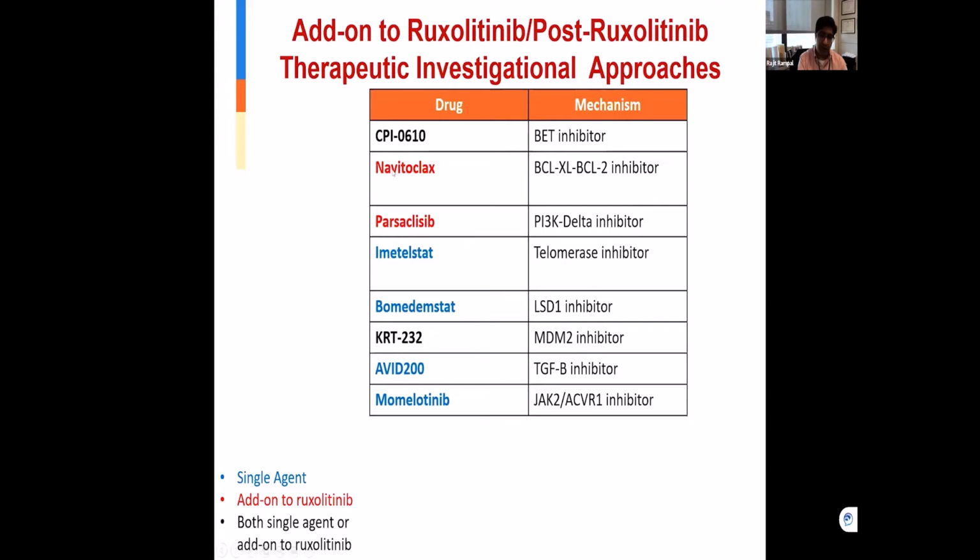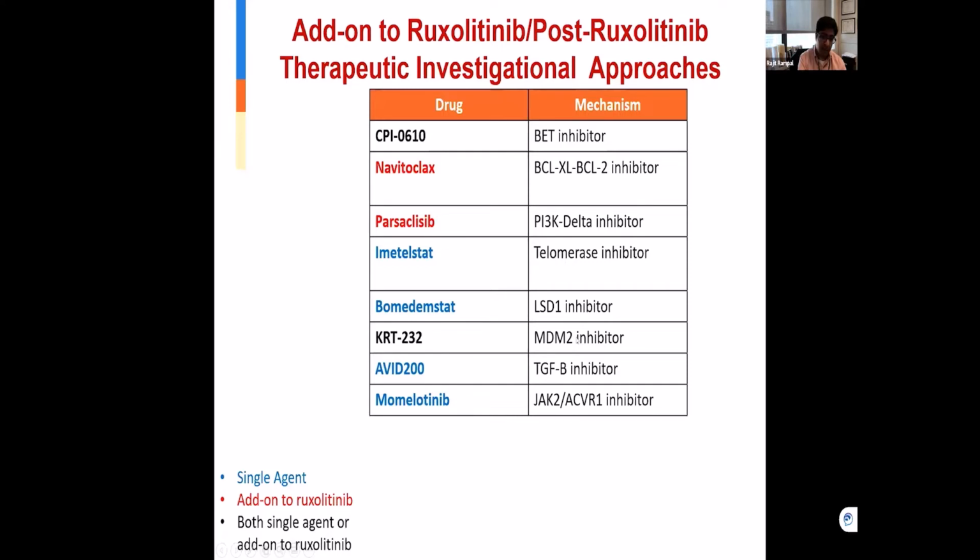There is a drug called navitoclax, which is a BCL-XL inhibitor, and that's being studied up front in patients who have never been treated in combination with ruxolitinib or in patients who are already on ruxolitinib. There's a drug called parsaclisib, which is also in phase 3 trials, being tested in addition to ruxolitinib. A drug called imetelstat is being studied without a JAK inhibitor. Bomedistat, which is an LSD1 inhibitor, I mentioned was being studied for ET.